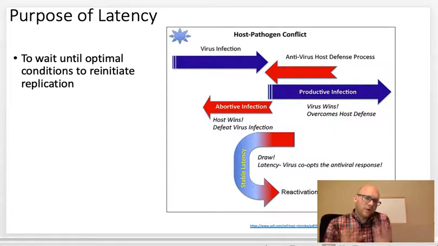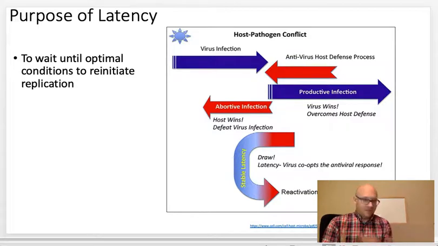But the point I'm trying to make here is that the purpose of latency is to wait until there are optimal conditions. Because always remember, every living thing, which viruses arguably are not, but they do reproduce like living things, the purpose is to make babies, right? I say that a lot. The purpose of living things is to make more babies. Viruses, in this context, are living things then. They want to make progeny.